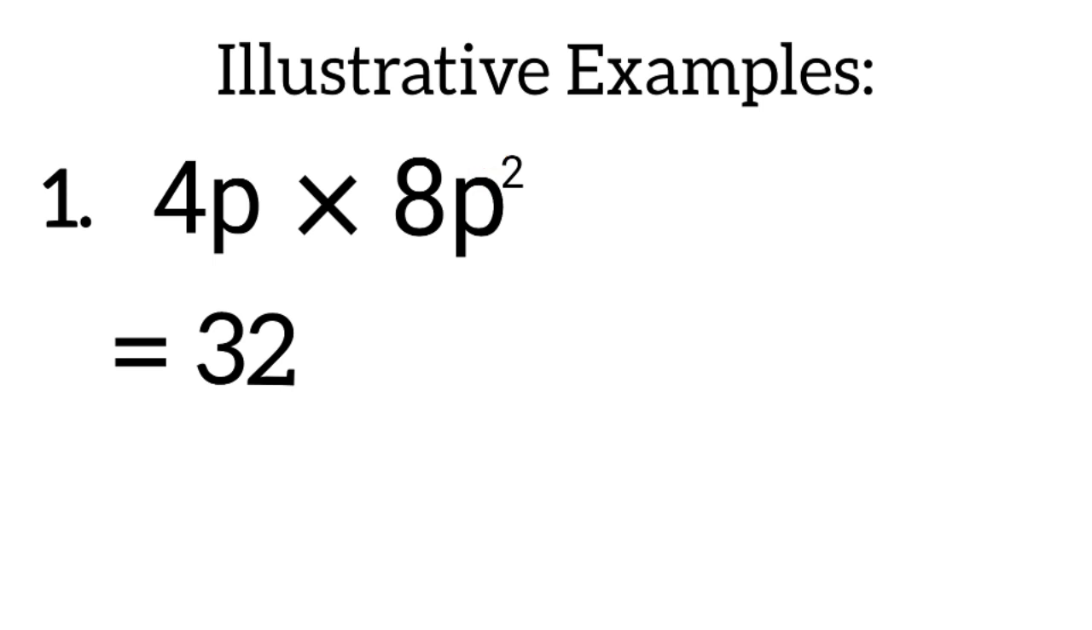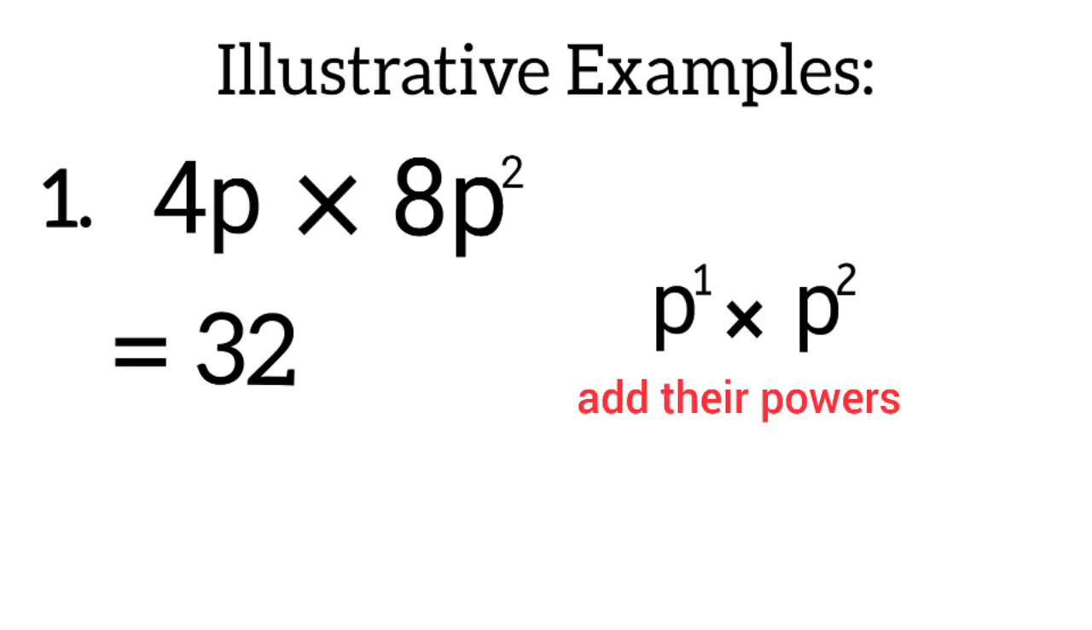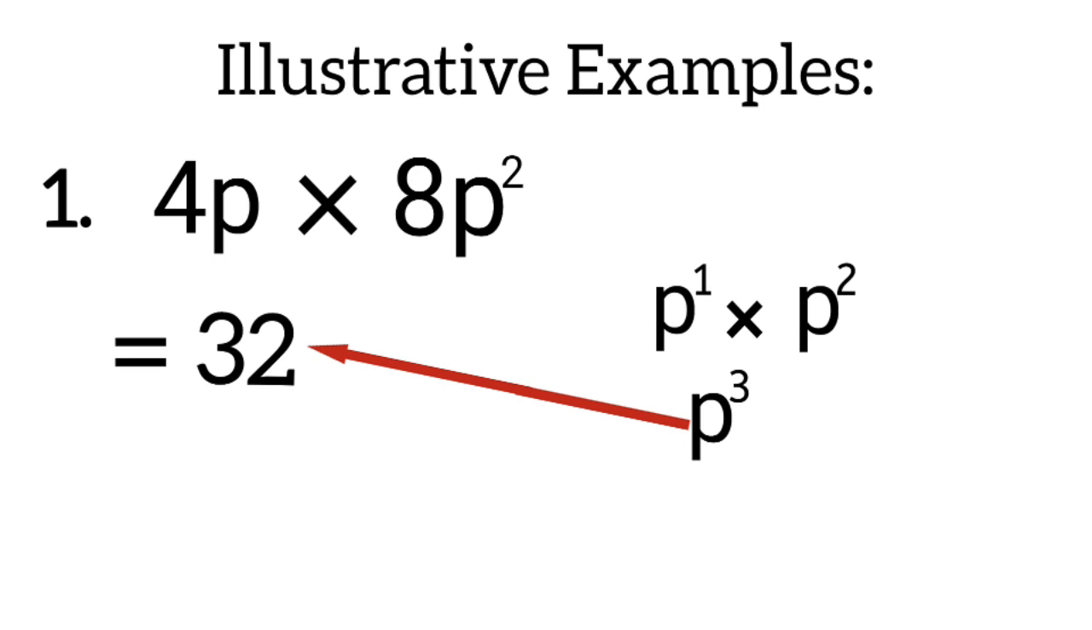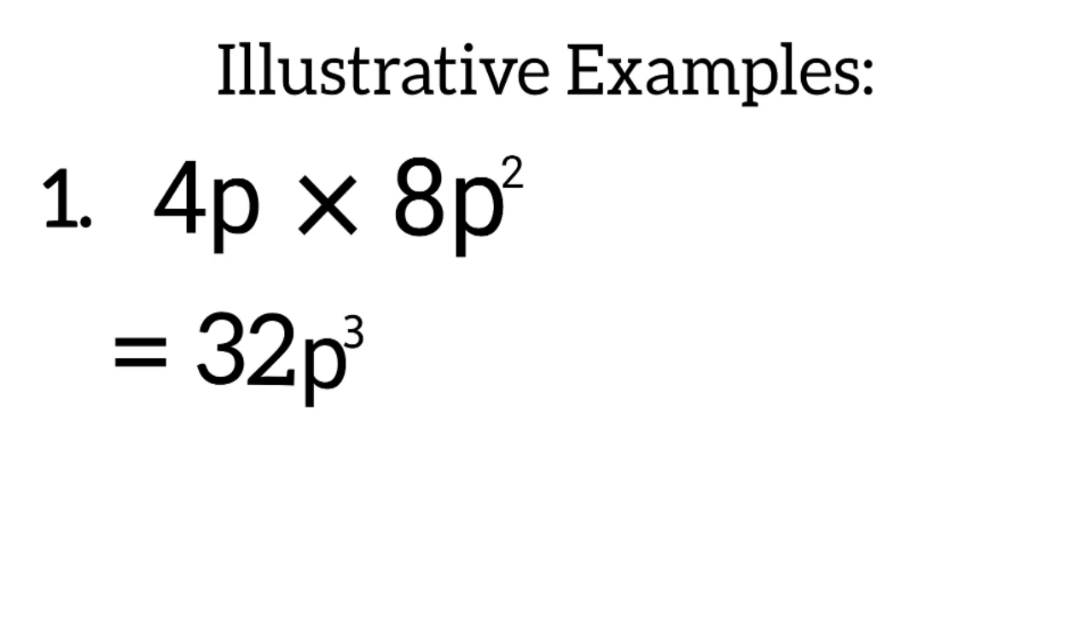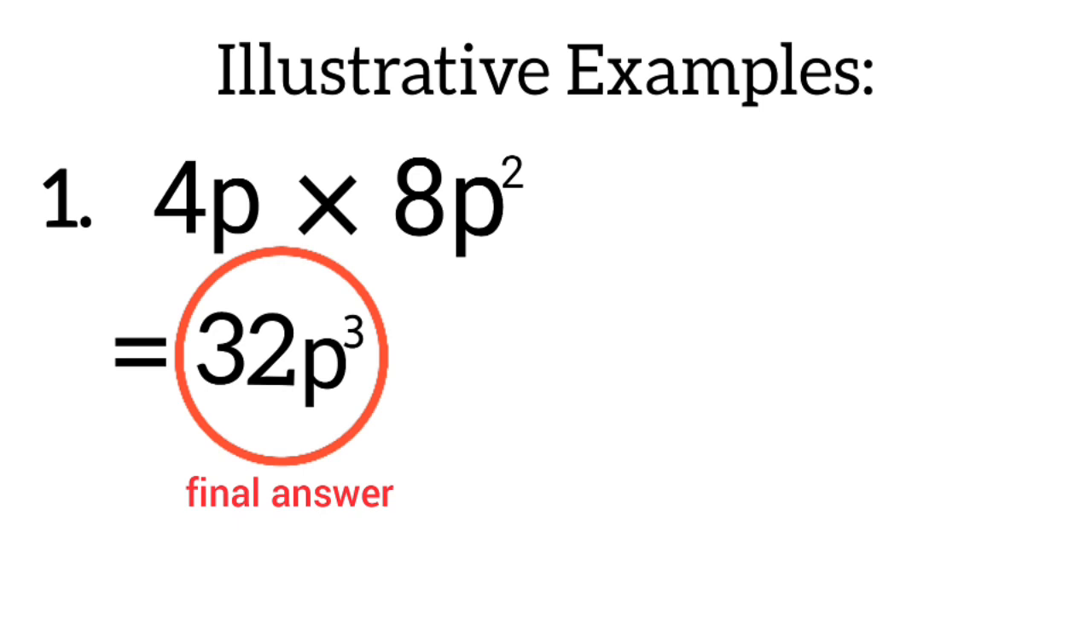Let's go straight. The first p has a power of 1 and the second p has a power of 2. So since they are multiplying, you will add their powers. This is according to the Indices First Law. This will then give you p cube. Then attach it to the 32. This means that 32 and p cube are multiplying. So finally, the answer will become 32p raised to the power 3, or 32p cube.